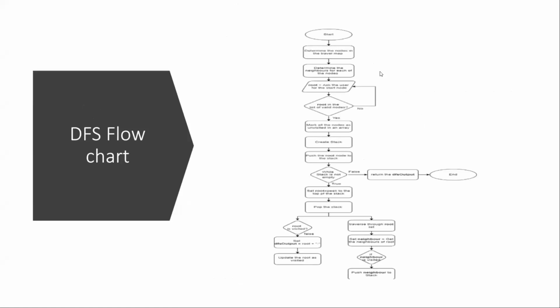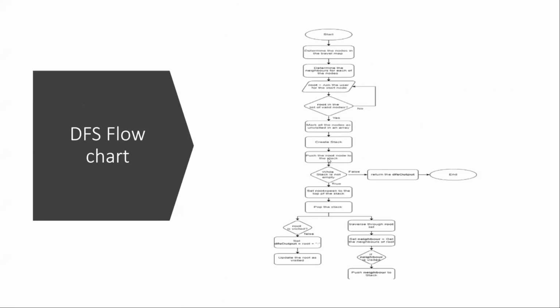The same thing is being shown in the flowchart. We are going to start, determine what the nodes in the travel map are, and then determine what the neighbors are for each of the nodes. Then we set the root value, like asking the user what the start node is, and then we check whether the user's input is present in the valid list of nodes. If it is yes, then we mark all the nodes as unvisited.